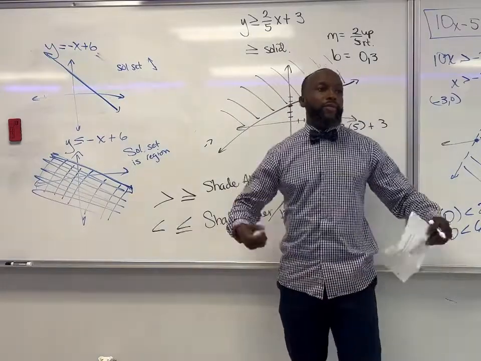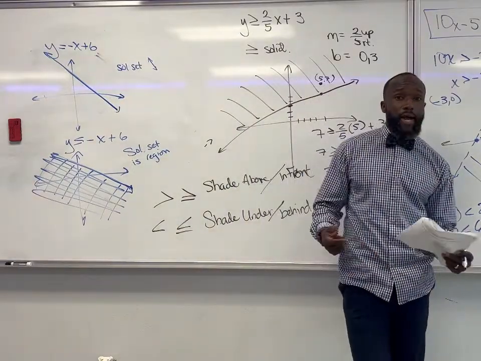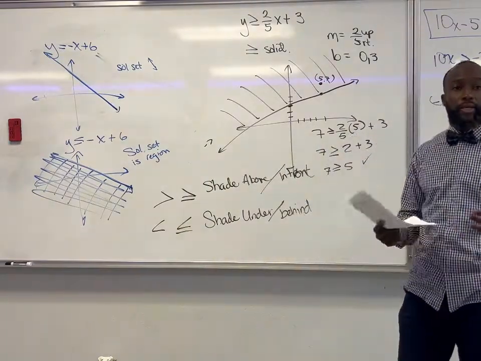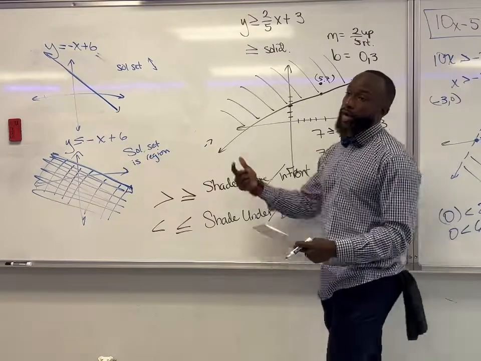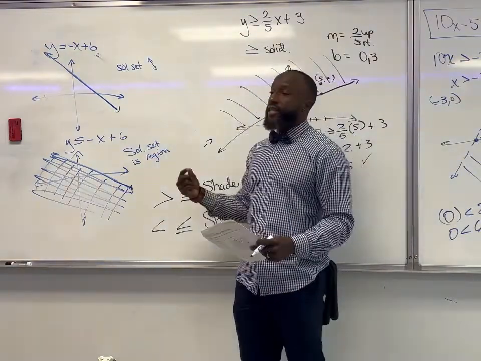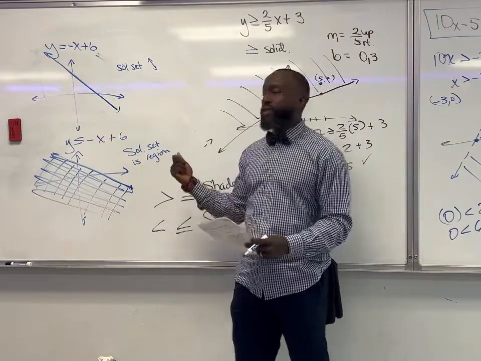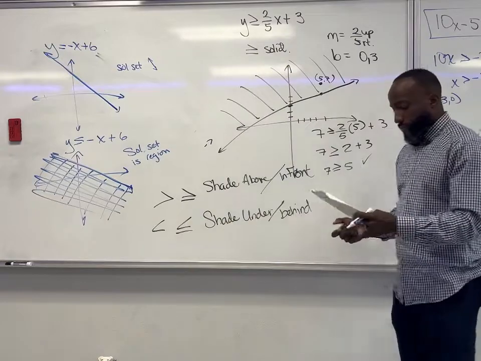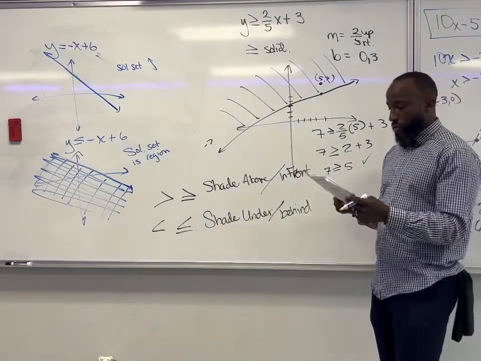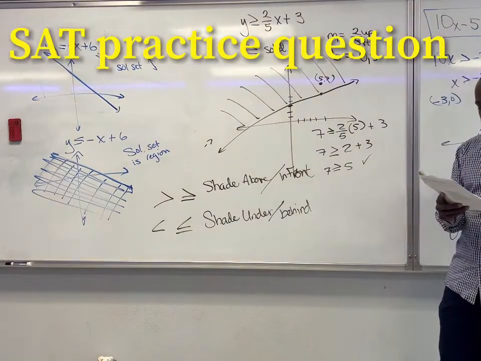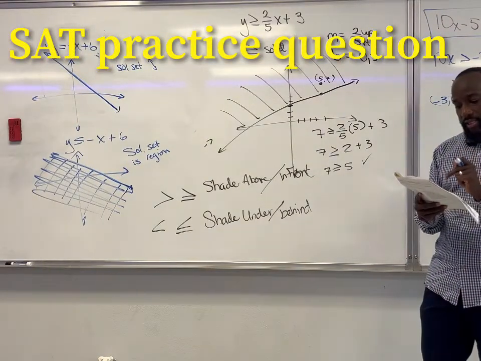So when we're graphing linear inequalities, we're trying to find the region that will make the inequality true. When we're graphing a linear equation, we're just trying to find the line that makes it true, right? So we're trying to find all of these points that make that true, okay? All right, cool.